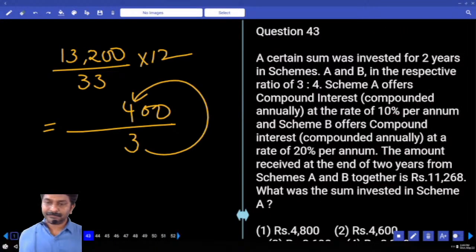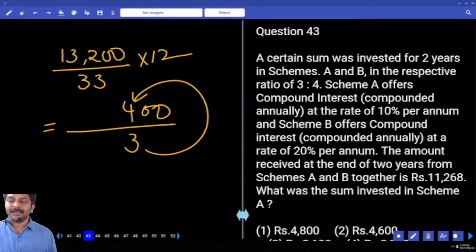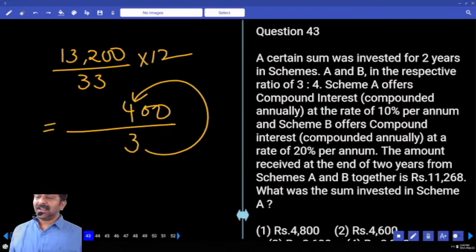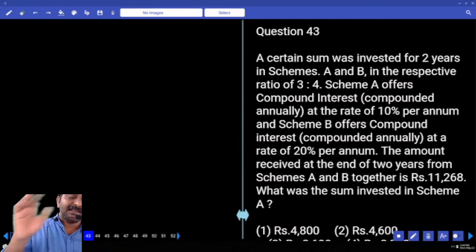Are you done? A certain sum was invested for 2 years in schemes A and B in the respective ratio 3:4. Scheme A offers compound interest at the rate of 10% per annum and scheme B offers compound interest at the rate of 20% per annum. The amount received at the end of 2 years from schemes A and B both together is 11,268. What was the sum invested in scheme A? Amount invested in scheme A.